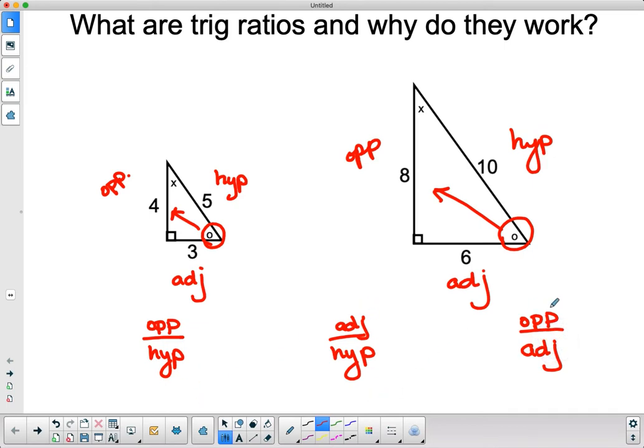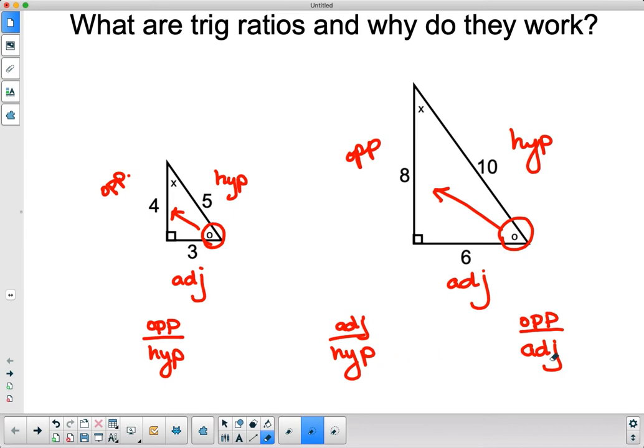Now, each one of these ratios also has a flipped over version. Those are called the secondary trig ratios. We're only going to deal with the primary ones now, so we don't have to worry about the reciprocal, the flipped over version of these ones. That's not something that we care about because it pretty much does the same thing.